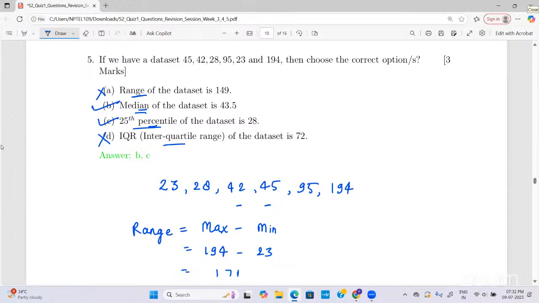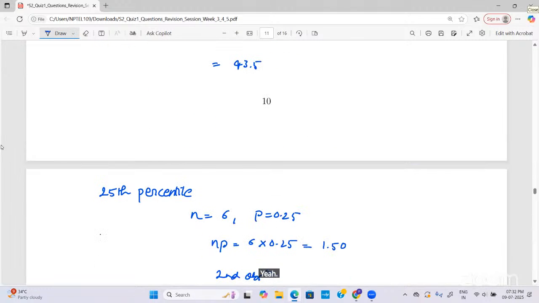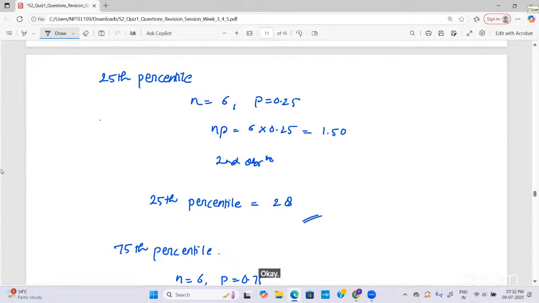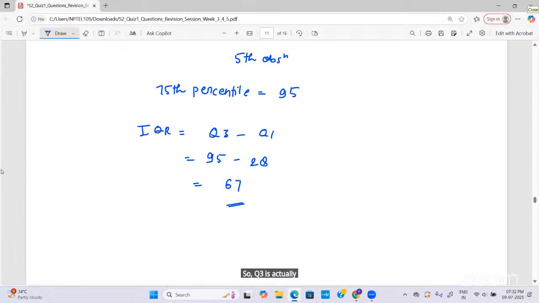Any confusion in this question? How is Q1 28? Q1 is the 25th percentile. So we have to calculate it in this method. Q3 is actually the 75th percentile and Q1 is our 25th percentile, that we have calculated.